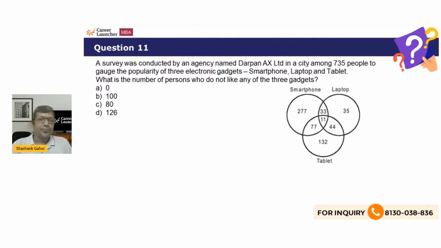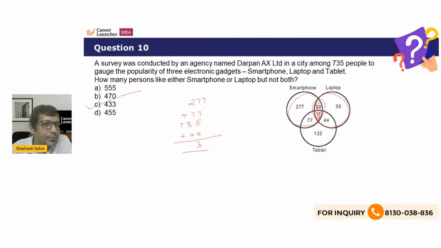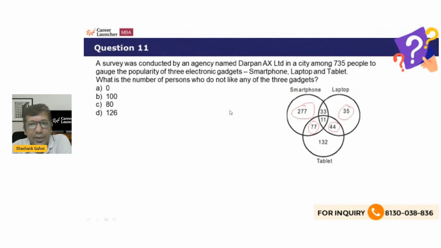Okay. Now this one. This is the same data. And it says a survey was conducted in similar thing. What is the number of persons who do not like any of the three gadgets? So now what I'm going to do? I already know the sum of these four numbers, that we got in the previous page, that is 433. So I got 433 plus 33, that is going to be plus 44. So 477 plus 132.